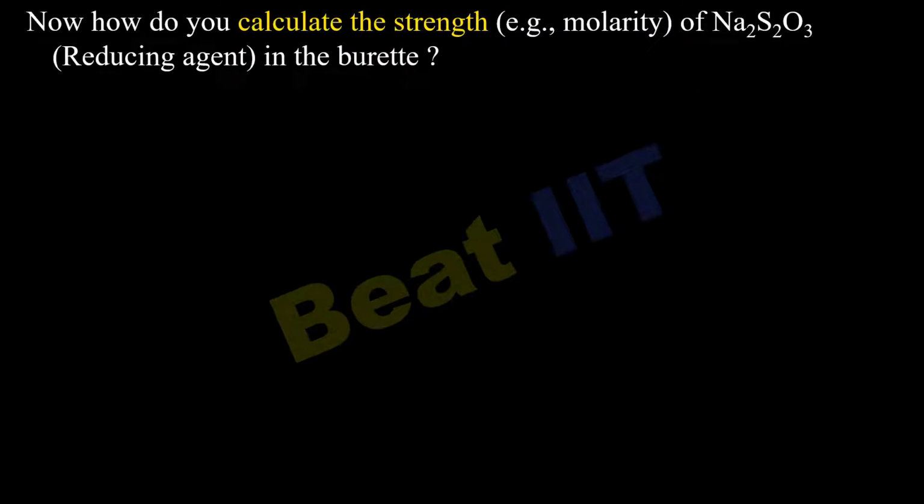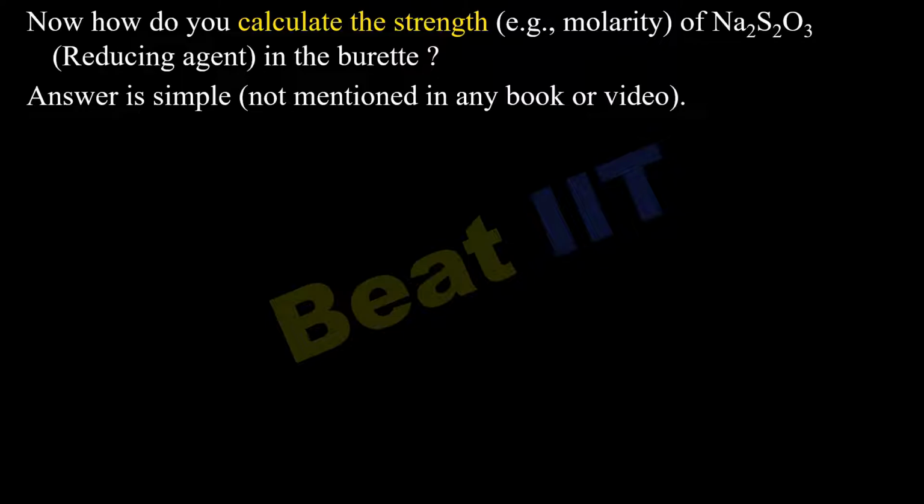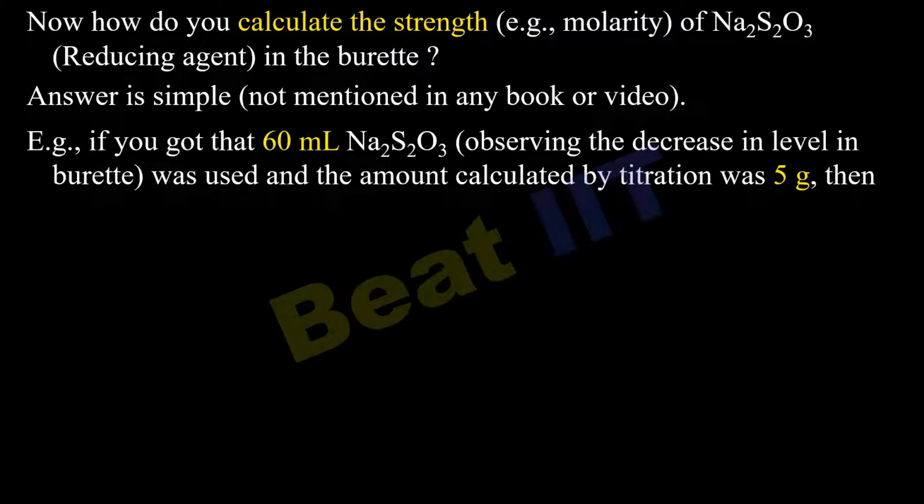Now, how do you calculate the strength or molarity of sodium thiosulfate reducing agent in the burette? And that is something most of the books and videos have not talked about. Answer is very simple. For example, if you got 60 milliliter of sodium thiosulfate, this can be any amount, okay? I'm just taking an example of 60 milliliter. How do you get that amount? You get that amount by the decrease in the level of burette.